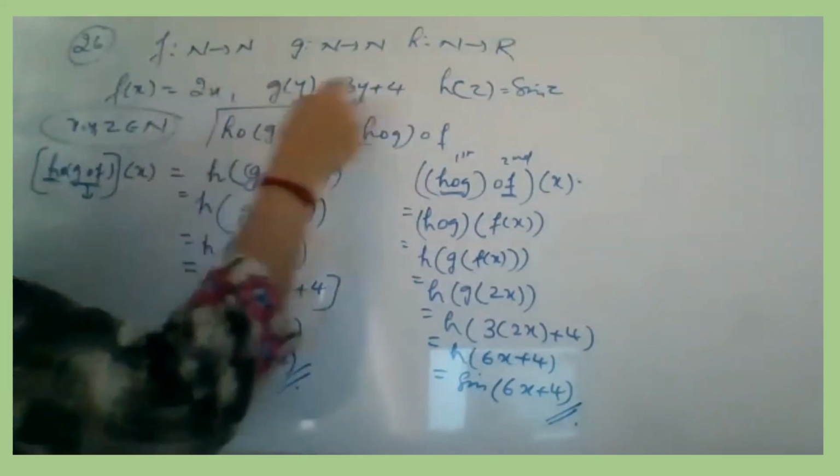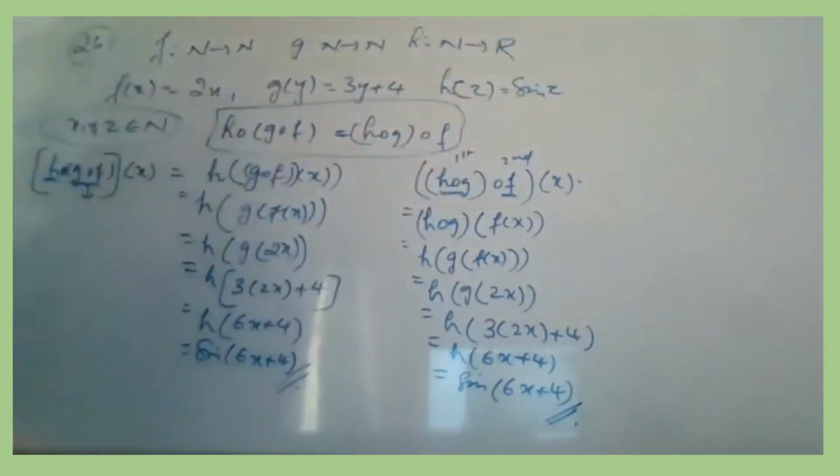So the associative law for composition is holding good. Got it? And this example is giving you a theorem. Before stating the theorem, they have proved with an example that it is true. What is the theorem stating?